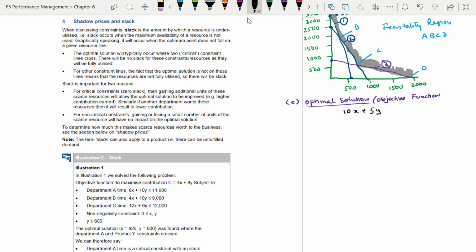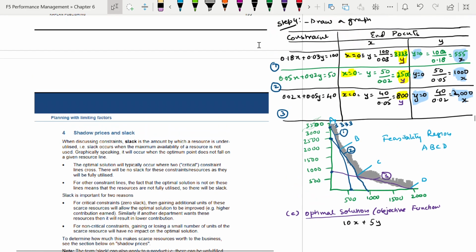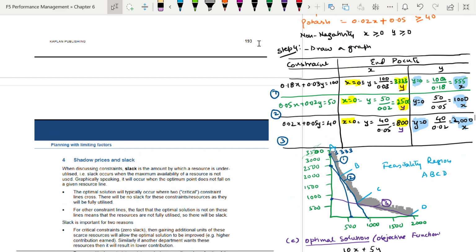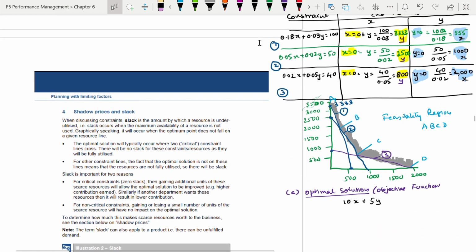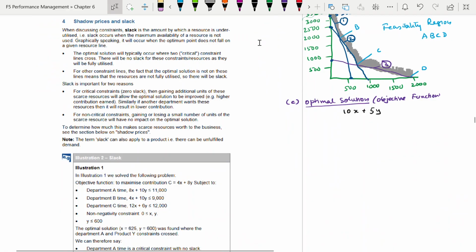How much is the 10x? If you go one by one, 10 into 0 plus 5 into 3333. It comes to 16665. Okay, this is the first one.